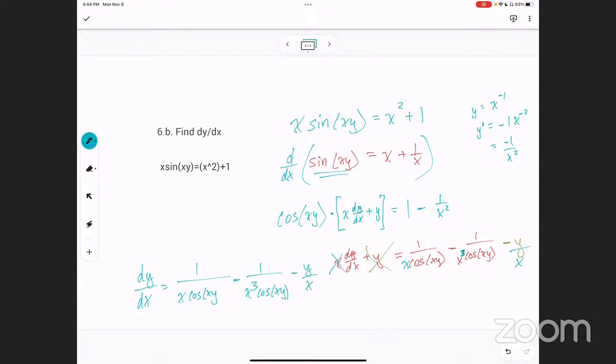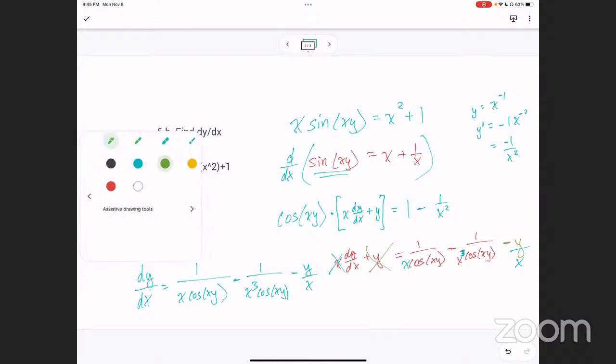dy dx equals 1 over x cosine xy minus 1 over x cubed cosine xy minus y over x. Now, you could write this as one big fraction, but I don't know if your teacher wants you to do that, getting common denominators. Yeah, I think the answer on here is all together.